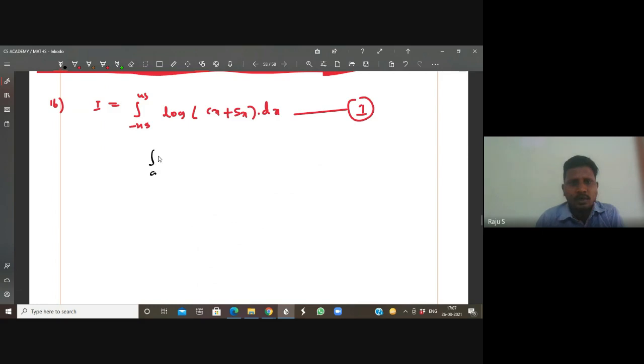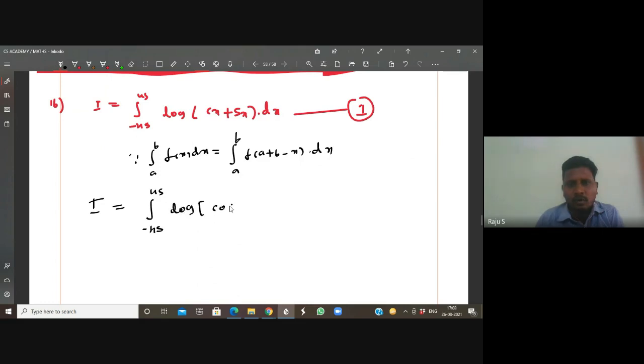This is in the form of integral a to b f of x dx. What is the third property? This can be written as f of a plus b minus x dx. This property can be applied here, students. If I apply this property, I is equal to, a plus b is minus 45 plus 45, which is 0, so 0 minus x is minus x: integral of log of cos of minus x plus sin of minus x. A plus b minus x value is only minus x into dx.